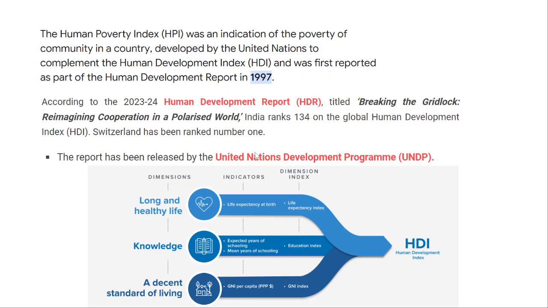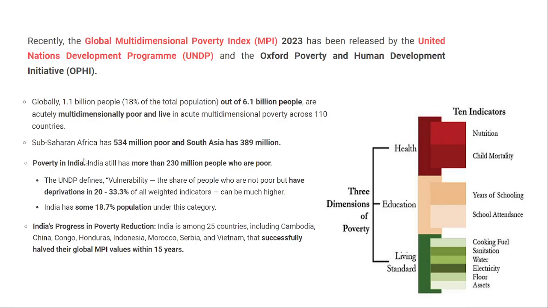This Human Development Report is released by the United Nations Development Program. This is the Human Development Index, and this is a similar, more recent one, the Multidimensional Poverty Index. So it is basically taking a multidimensional approach. These are also very important. Globally, 1.1 billion people, that is 18% of the total population of 6.1 billion people, are acutely multidimensionally poor and live in acute multidimensional poverty across 110 countries. So approximately 18% of the population is very poor, multidimensionally poor, that is poor in all these dimensions.